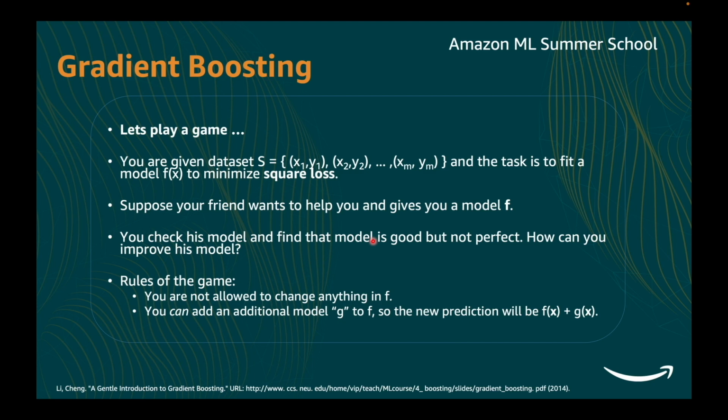Now, to solve this problem, suppose your friend wants to help and gives you a starting model f. You see the model's outputs and you see that it is good. It has a low square loss, but it's not perfect. So how do you actually improve this model? You're not allowed to change the model your friend gave you at all, but you can add a new model g to the output, such that instead of predicting f of x, you're predicting f of x plus g of x as your final regression output.